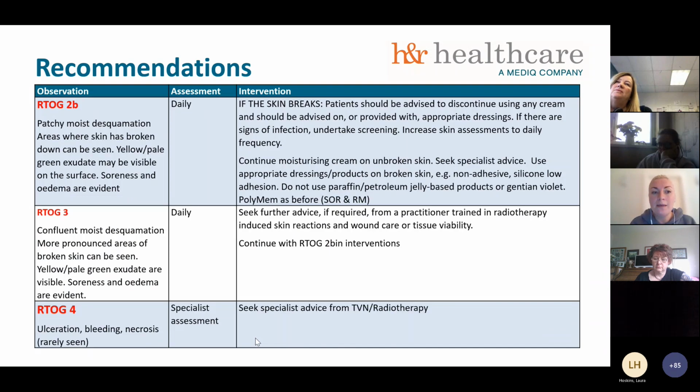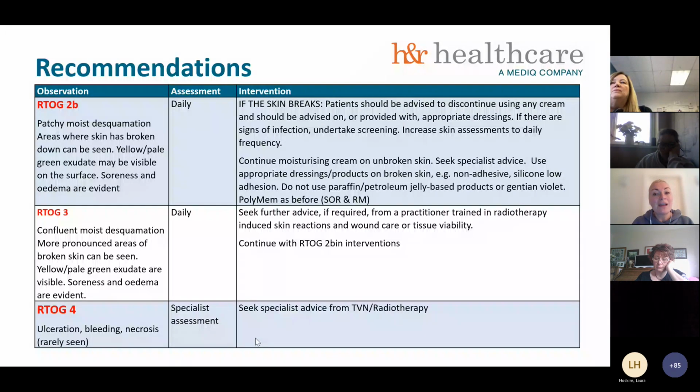So your RTOG 2B, we've come round our cycle and we've now got erythema, patches possibly of dry skin, but we've now got broken areas. There may be some exudate leaking, very painful, very edematous, very inflamed skin. The guidelines recommend that if the skin breaks, patients should be advised to discontinue any cream on broken skin and then apply appropriate dressings.